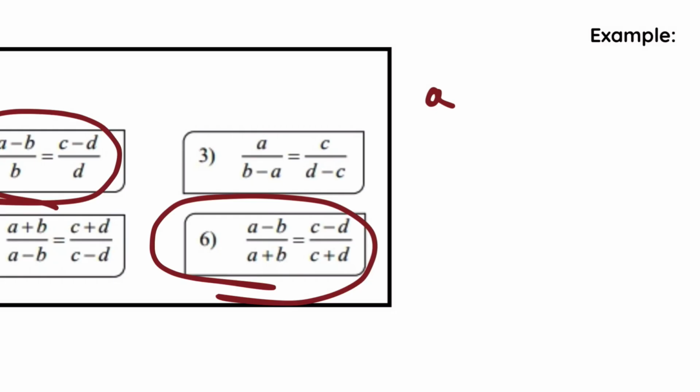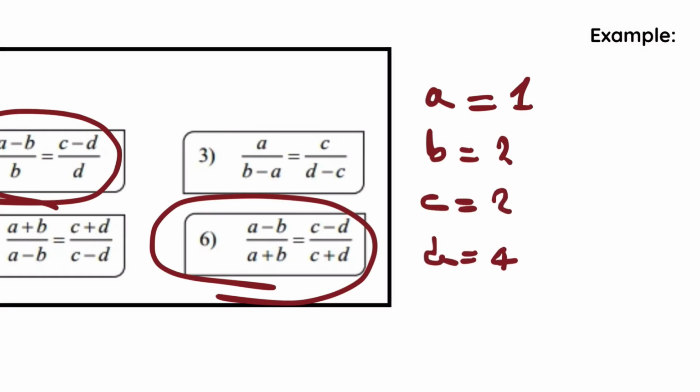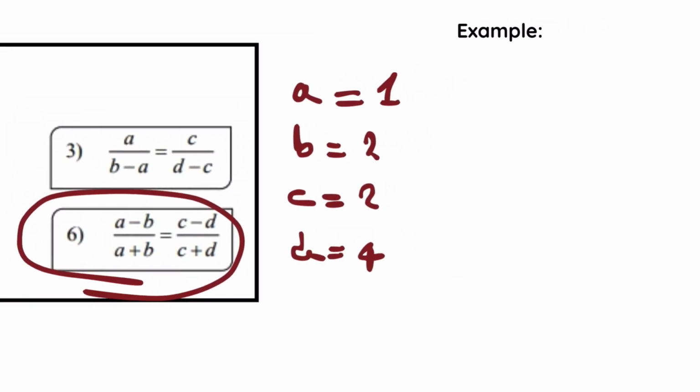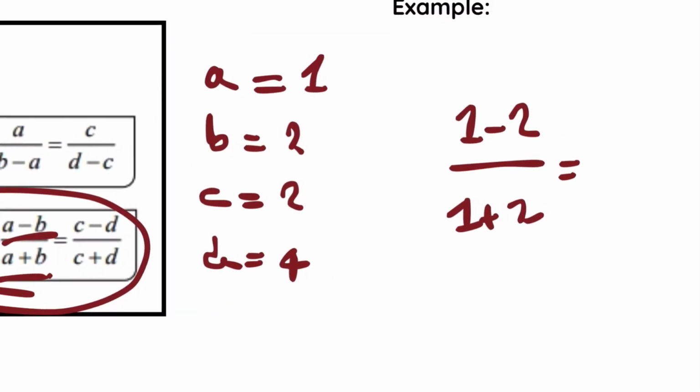So let's do that. A equal to 1, for example, B equal to 2, C equal to 2, and D equal to, for example, 4, right? Going with the simplest ratios. So A minus B, 1 minus 2, divided by A plus B, 1 plus 2, equal to C minus D, so 2 minus 4, divided by C plus D, 2 plus 4, right?